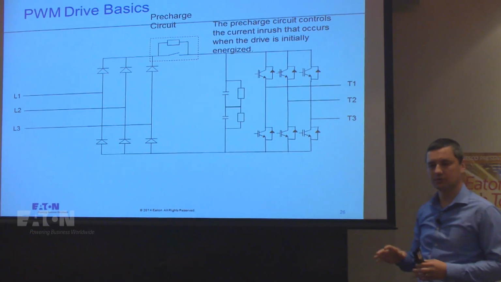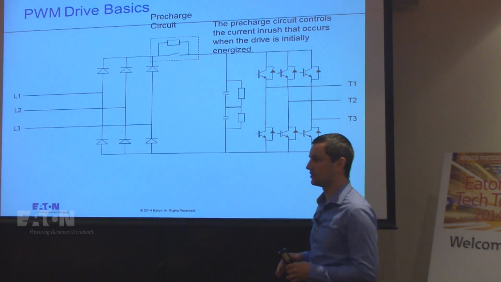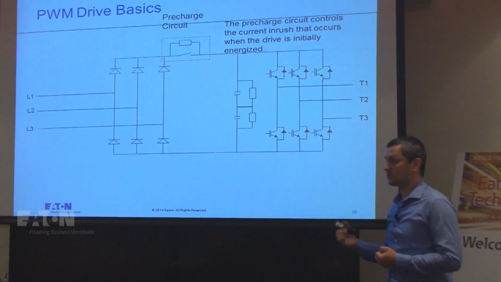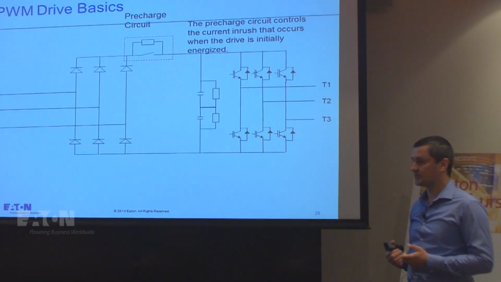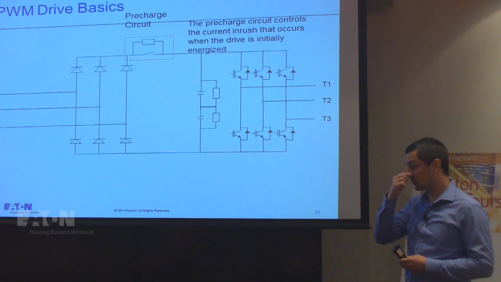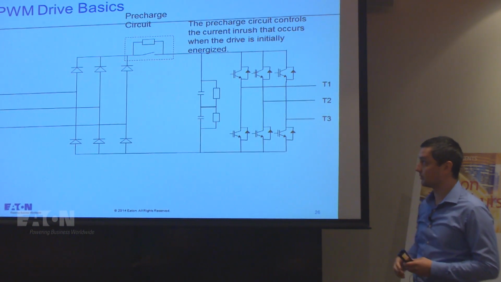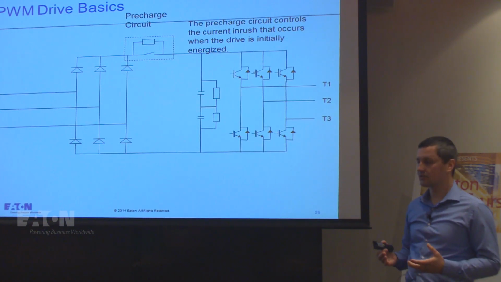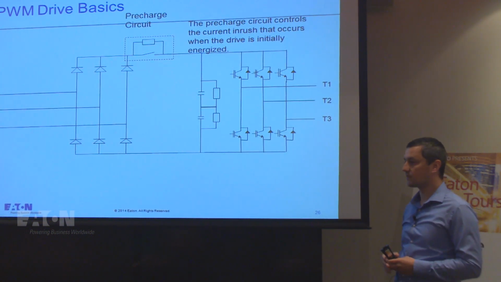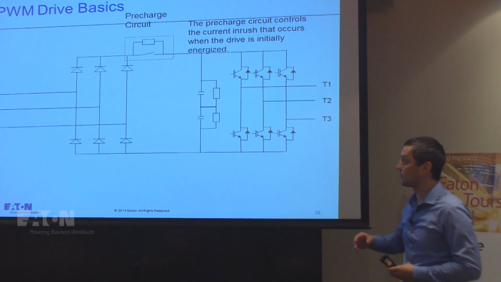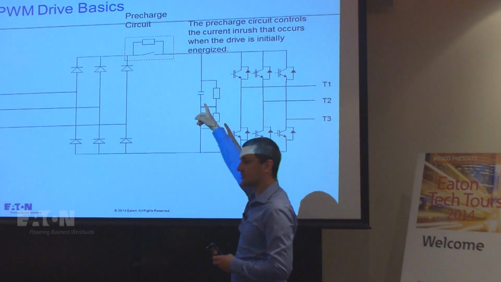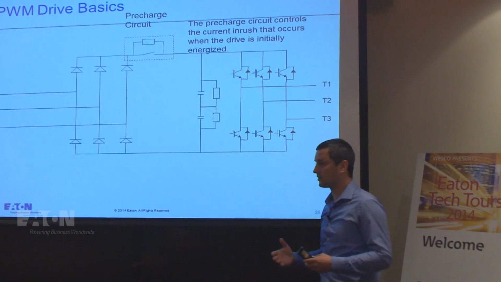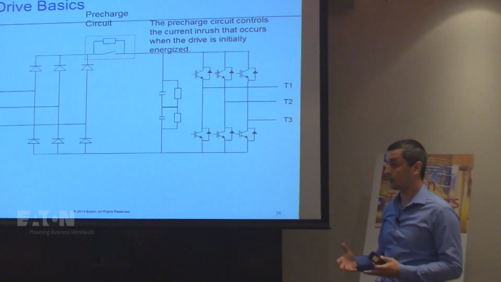So in order to temper a little bit what the capacitors are sucking in, you are using this precharge circuit, which is basically a resistor connected in series on one of the branches of the DC bus, okay? Once the capacitors reach a certain level of charging, then we close the contact that is going to bypass your resistor, okay?